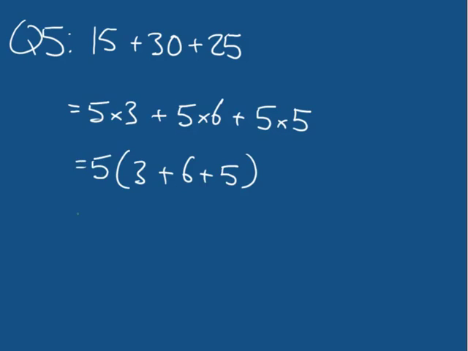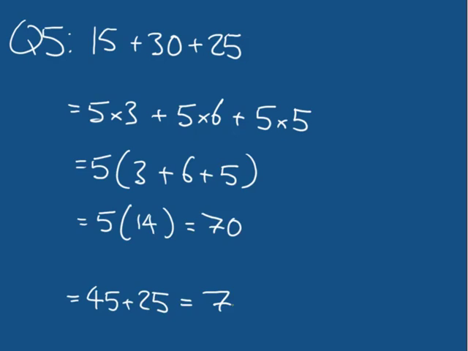If we were to evaluate this, that's equal to 5 times (3 plus 6 is 9, plus 5 is 14), and 5 times 14 is 70. So that's evaluating our factorized version. Alternatively, we know that 15 plus 30 is 45, plus 25, which indeed is also equal to 70. So there we go. They are exactly the same when we evaluate them. They're just different ways of writing our equations.